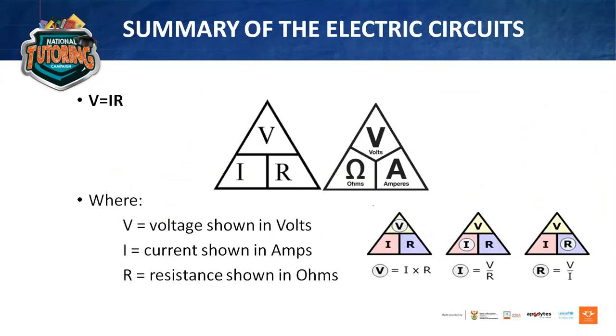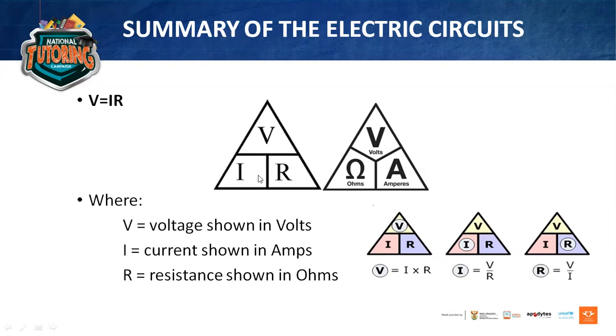So now, still going on to the summary of electric circuits, we said that Ohm's law states that voltage is equal to current times resistance. So this is a small triangle that you can also draw for yourself in your exams or tests when you want to remember how Ohm's law works. You can put your V, your I and your R there. V stands for voltage, I for current and R for resistance, which is in ohms.